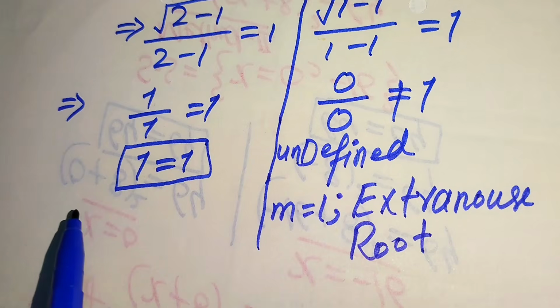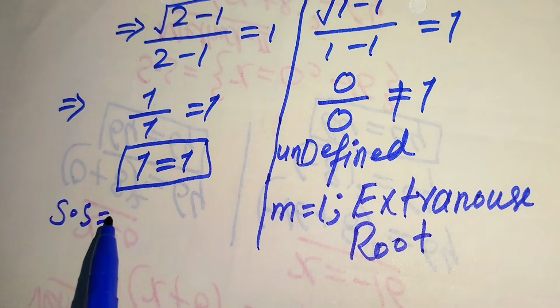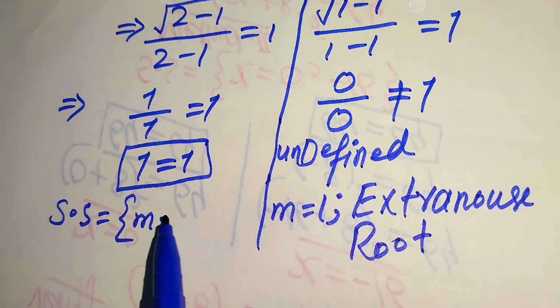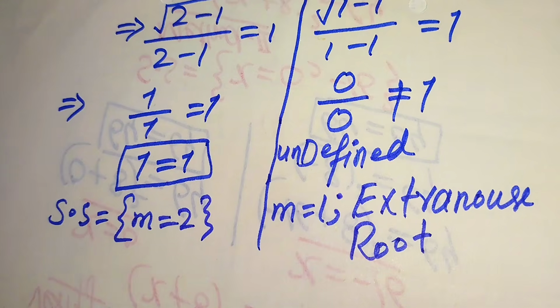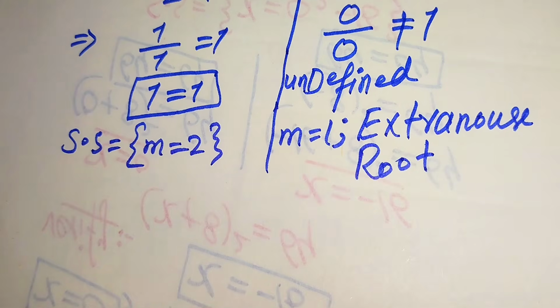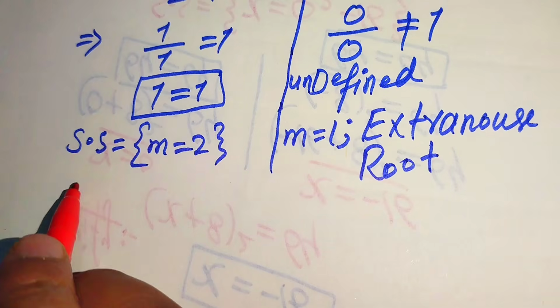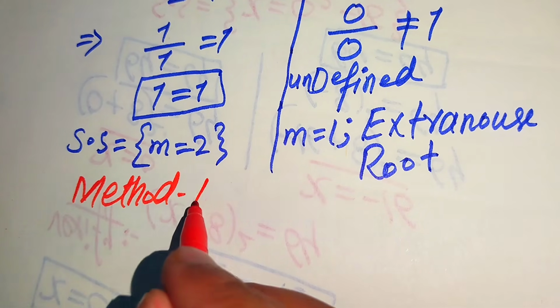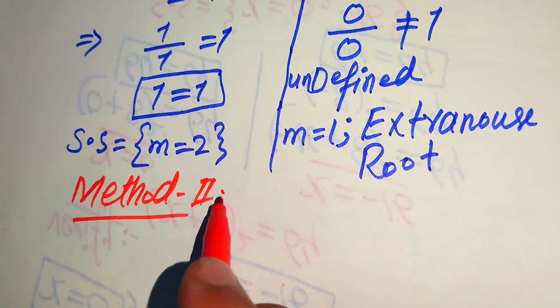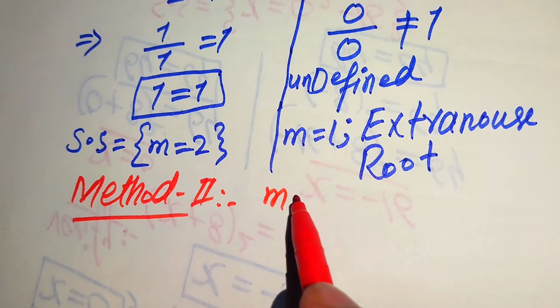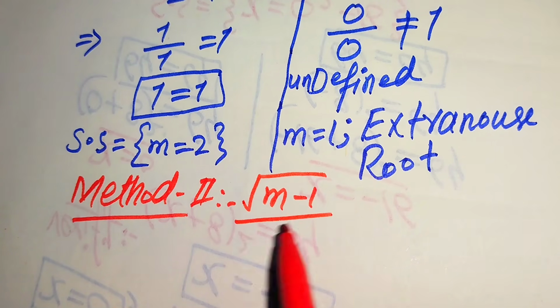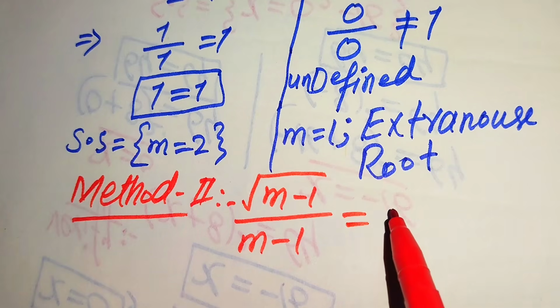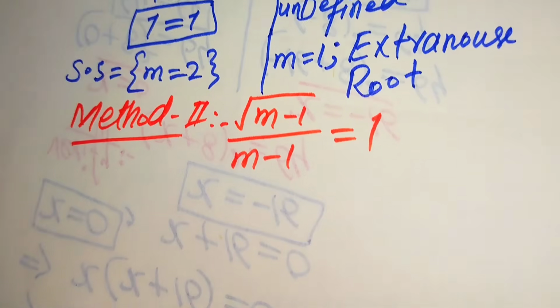Because m equals 2 satisfies our given question statement, this is the solution set of our question. So we have m equals 2 as the only solution of the given equation, which we get here from the first method. And now we can solve this problem by the second method, and for the second method we copy down the given question statement. Here it is square root of (m minus 1) divided by (m minus 1) equals 1.